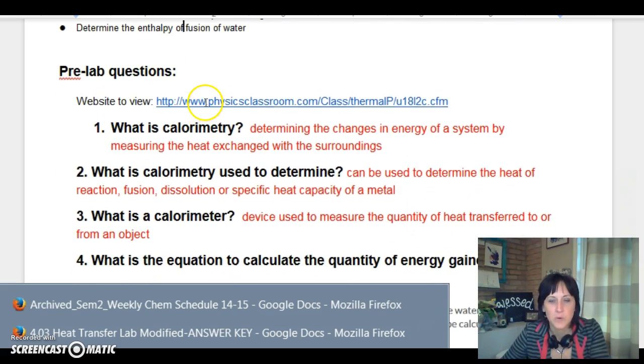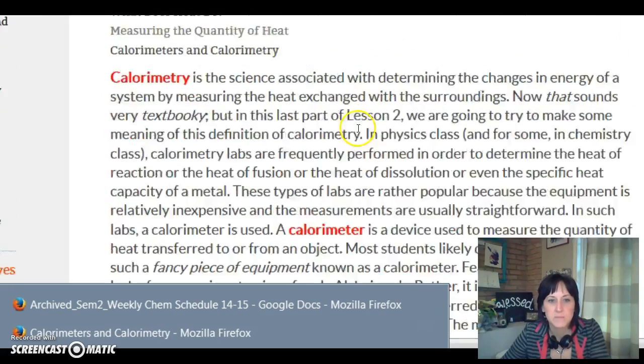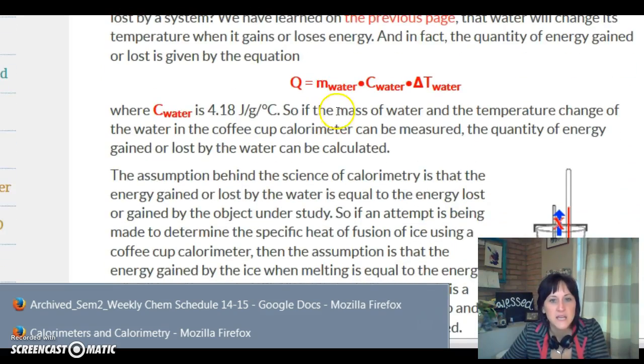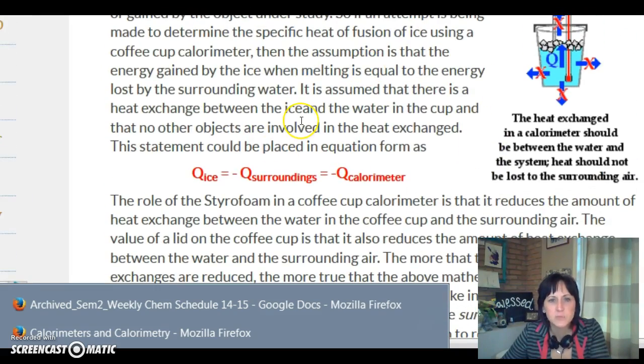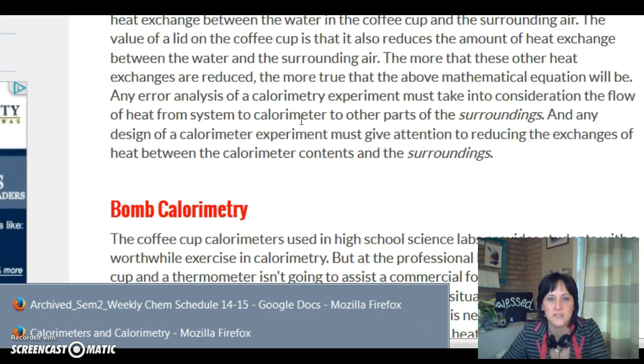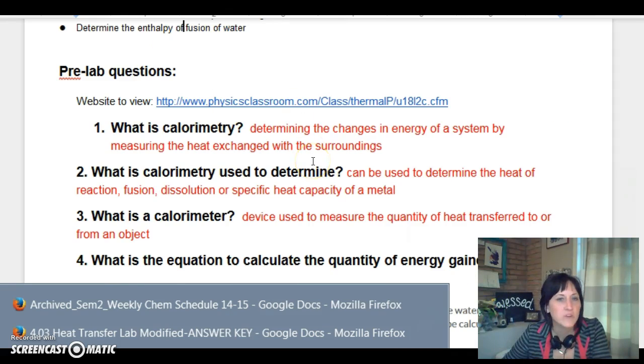So you had these pre-lab questions, right? And that took you to this website right here. So hopefully you had the chance to go ahead and read through this. Hopefully it helps explain a little bit more. I try to give you guys a few different ways to learn the material, and hopefully all of a sudden it clicks. So you had to go through there for your pre-lab question.